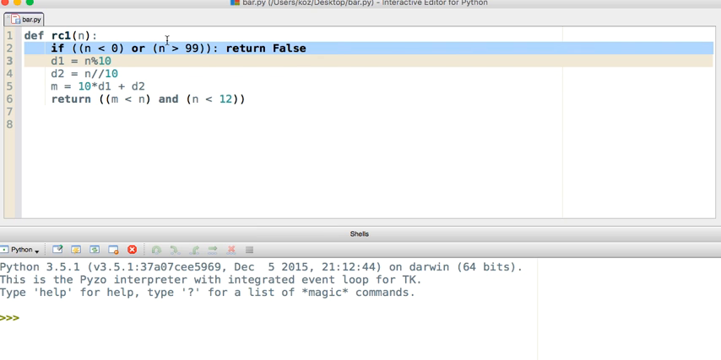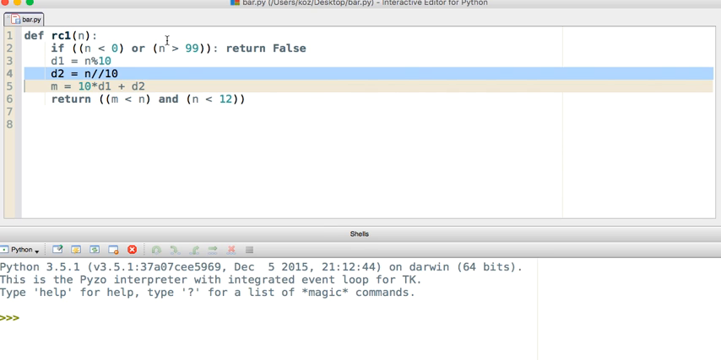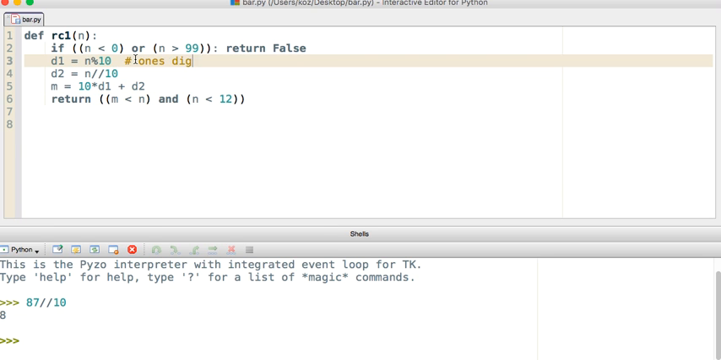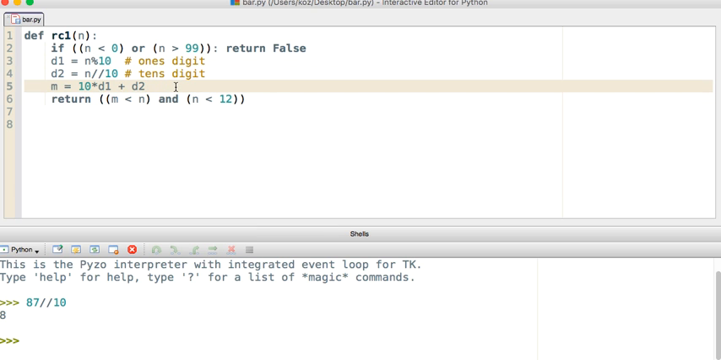Okay. So now d1 is n mod 10. Well, if n is a 2-digit integer, n mod 10 is the ones digit, the remainder when you divide by 10. So d1 is the ones digit. d2 is n divided by 10. Well, if it's a 2-digit number, integer division by 10 is going to give you the tens digit. Think about this. 87 double divide 10 is simply 8, the tens digit. So we just said this is the ones digit, and this is the tens digit. Cool. So we have the ones digit and the tens digit.